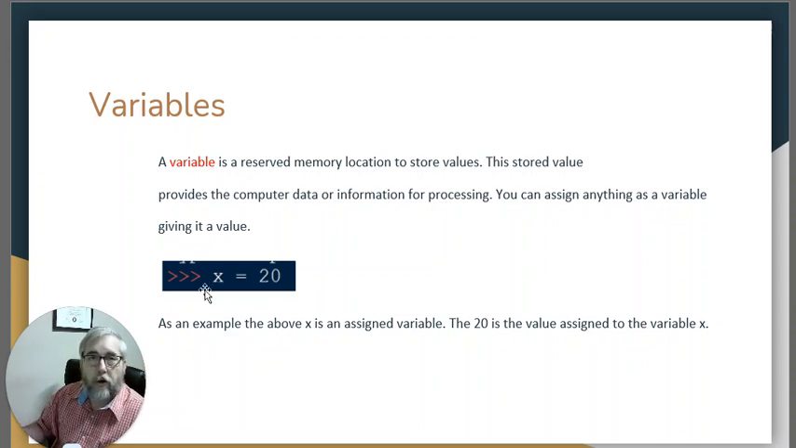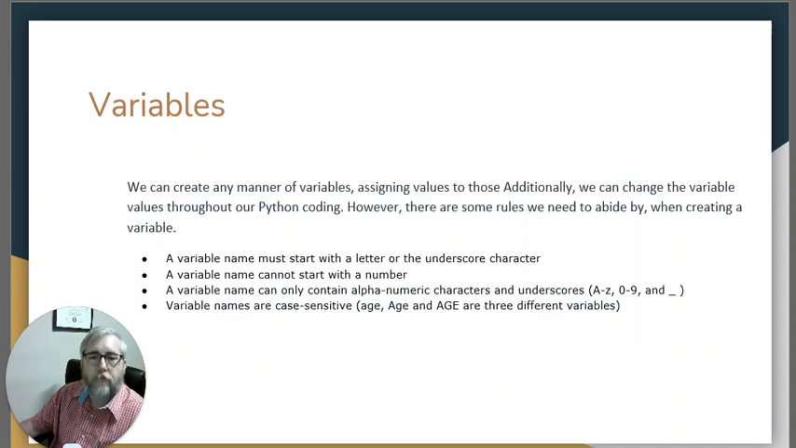The X would be our variable, and our 20 is the value that we are assigning into the variable. So in this example, X would be equal to 20. If I was to print out the variable X, it would display a value of 20. We can create a lot of variables, and we can name variables accordingly.